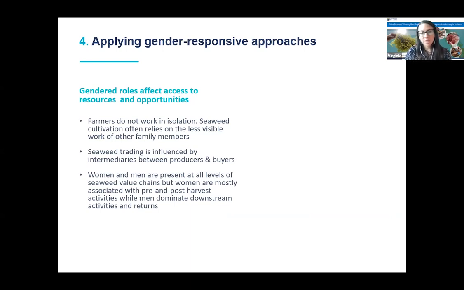But the main point here is that farmers do not work in isolation, and particularly in informal context, seaweed cultivation often relies on the less visible work of other family members, and this less visible work is also often unpaid, and that's predominantly performed by women. Seaweed trading is also influenced by different social relationships between producers and buyers, and these need to be also understood in order to understand if biosecurity knowledge can be shared with people who need it the most.